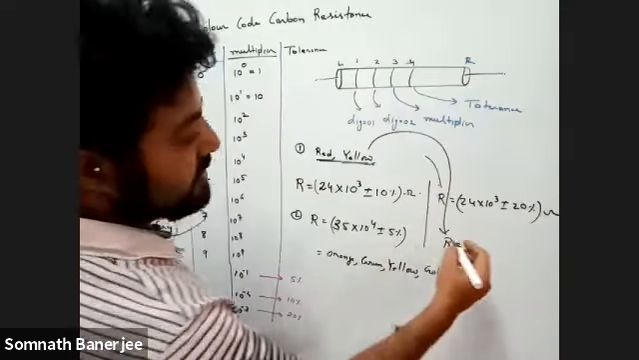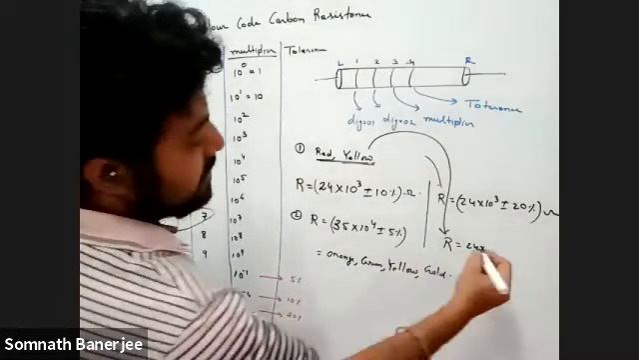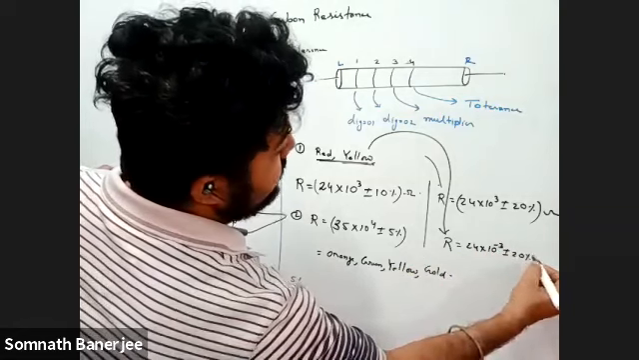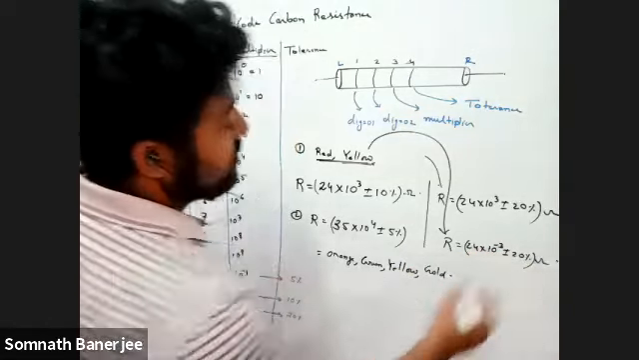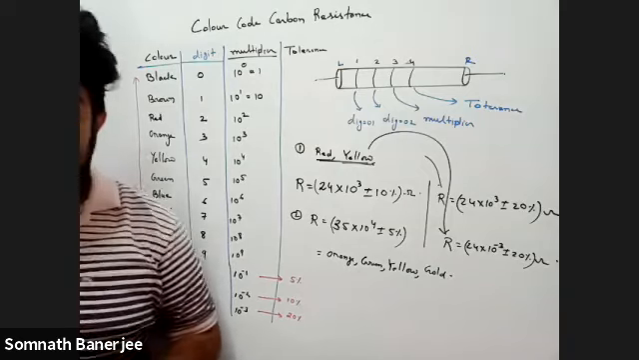So that means your resistance is 24 into no color means how much? 10 to the power minus 3 plus minus 20%. Hope you understand what I want to say.